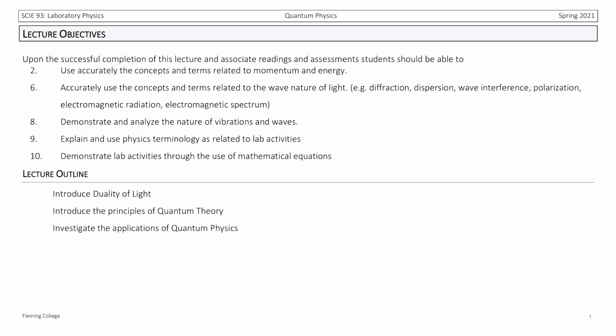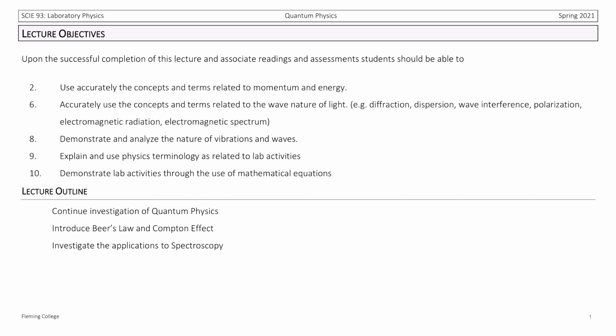In this lecture, we're going to introduce the duality of light to extend our understanding that we picked up last week. After that, we'll have to introduce the principles that lead to quantum theory, which will allow us to investigate the applications of quantum physics. We'll look through extending our understanding of quantum physics.